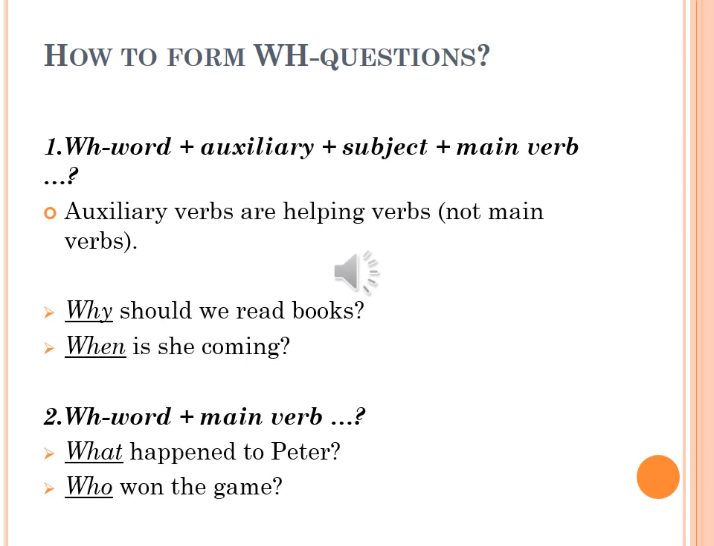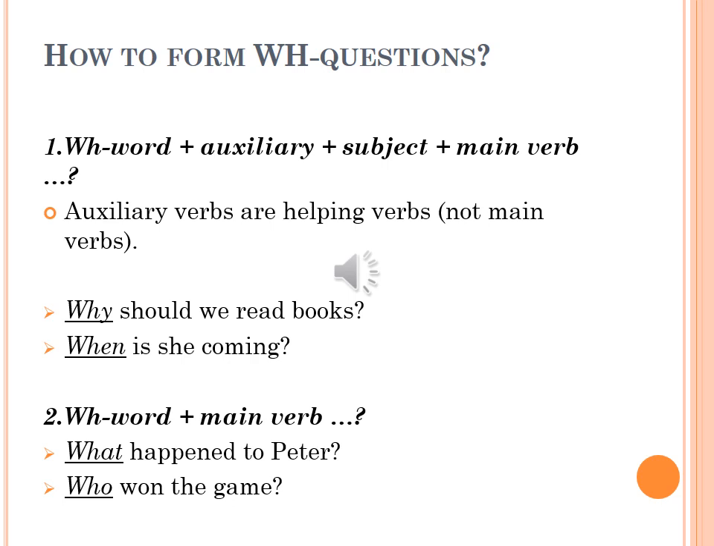Let us see how to form WH questions. First, we have to bring the WH question word and then the auxiliary verb followed by the subject and the main verb. See this example. Why should we read books? Here, why is the question word, that is WH word, and should is the auxiliary verb, that is the helping verb, and we is the subject, read is the main verb, and the rest of the sentence.